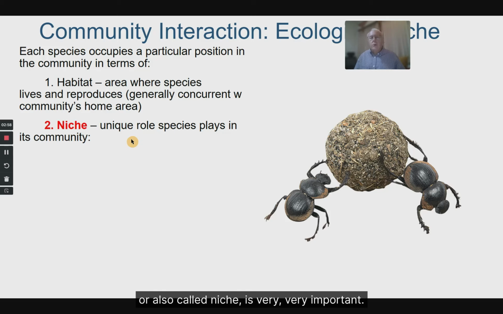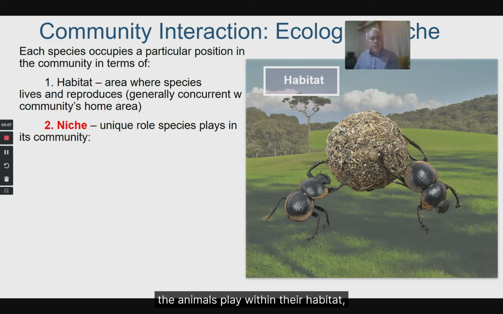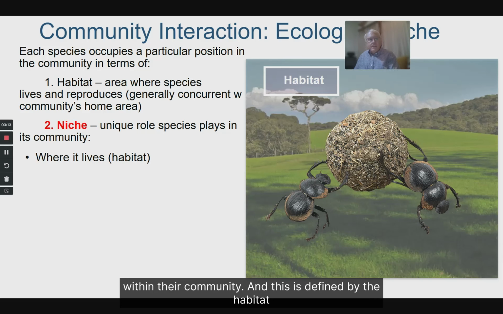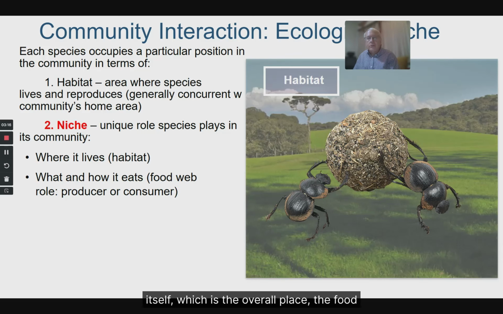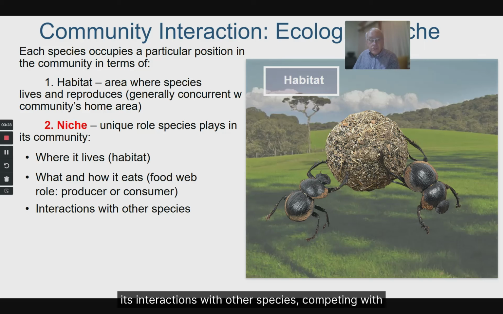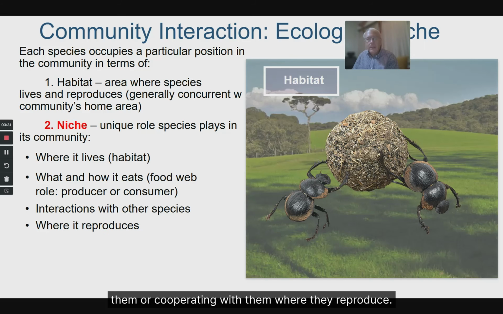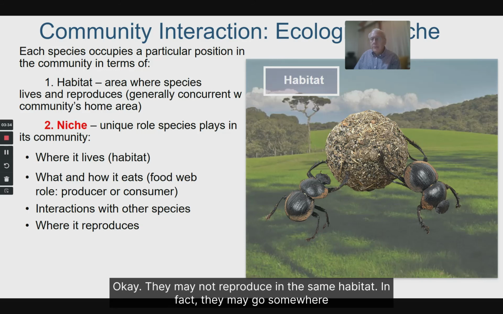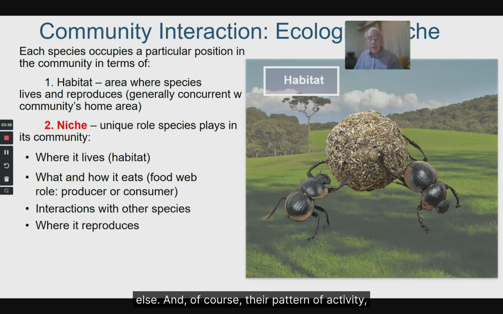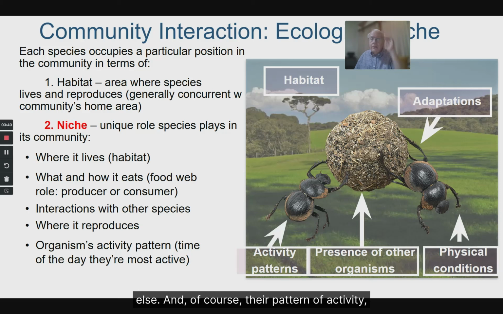But the niche is very, very important. And this is the role or job that the animals play within their habitat, within their community. And this is defined by the habitat itself, which is the overall place, the food role, whether this animal or plant is a producer or a consumer, or what kind of consumer it might be. Its interactions with other species, competing with them or cooperating with them, where they reproduce. Okay, they may not reproduce in the same habitat. In fact, they may go somewhere else. And of course, their pattern of activity.